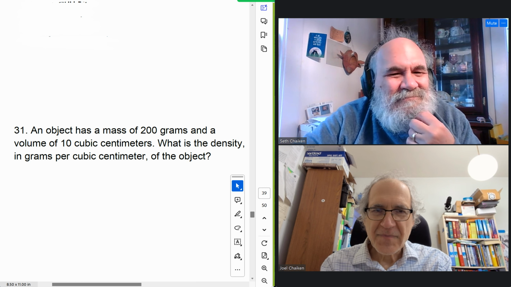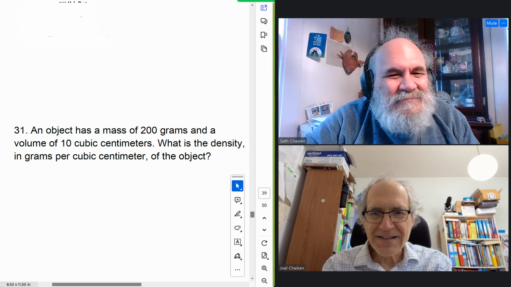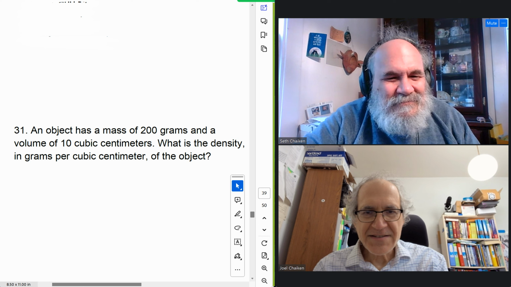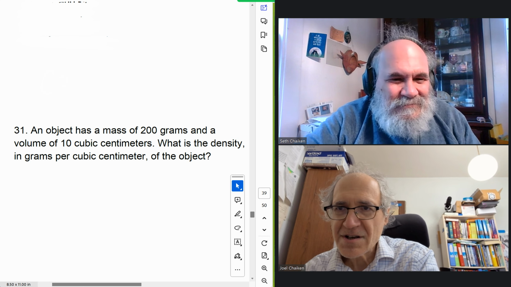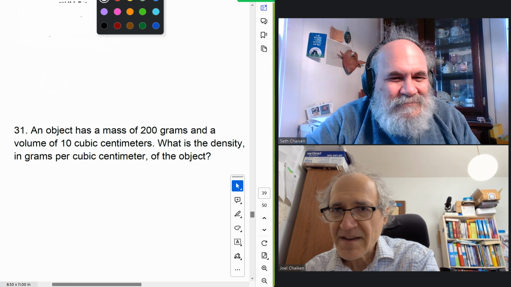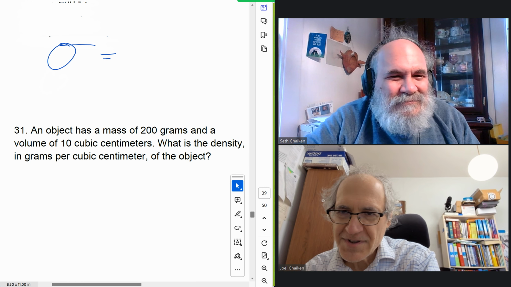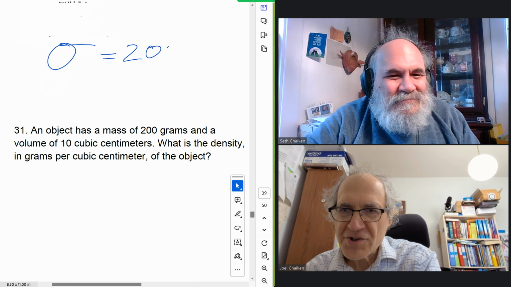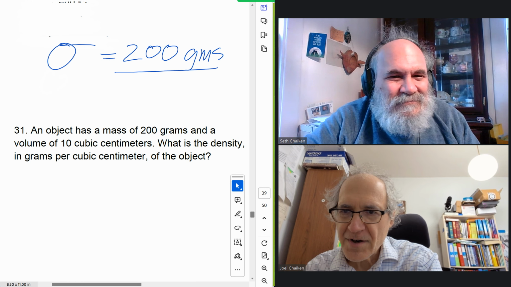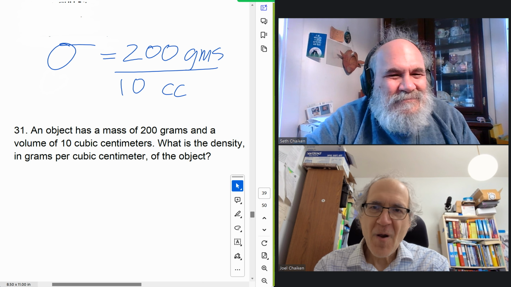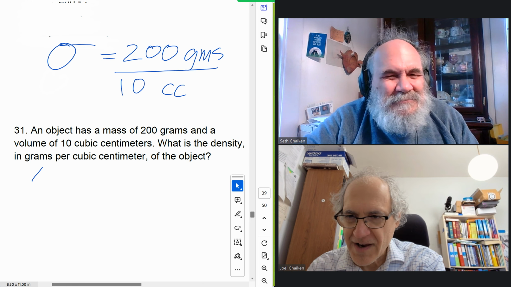So they're telling you what the density is defined as. It's defined as number of grams per cubic centimeter. So to get the density, which is very often shown as sigma, density is 200 grams over 10 cubic centimeters. That's it. That's the answer. And then you just simplify. Is that right? Yeah. Grams per cubic centimeter.